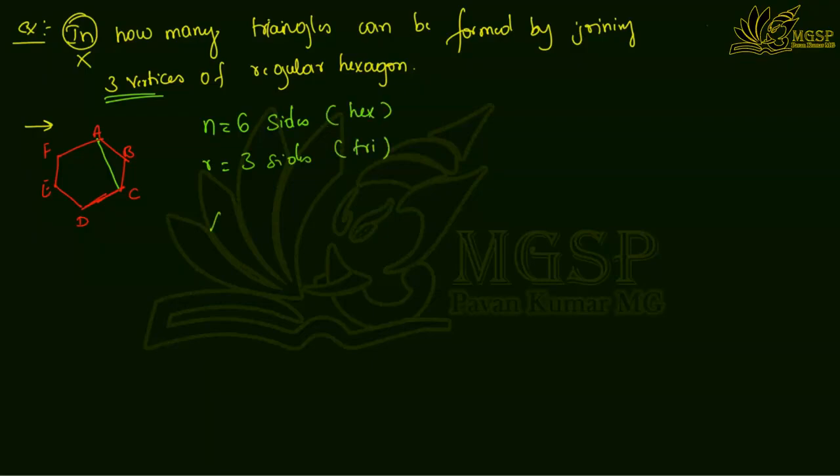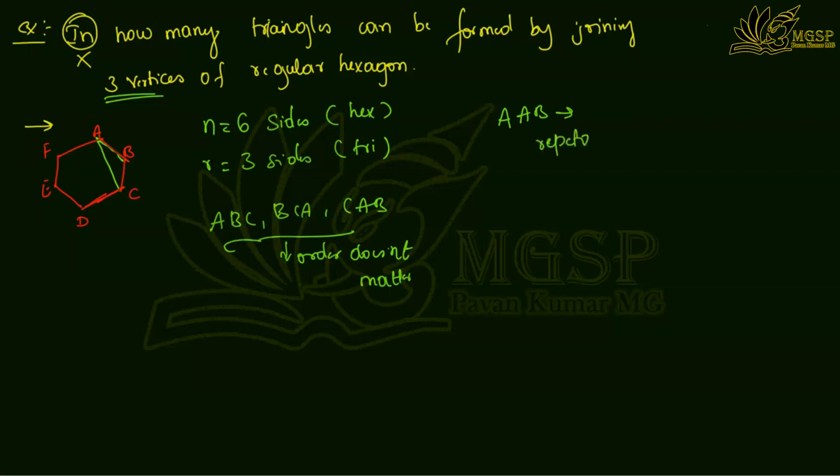Here you can write ABC or BCA or CAB. Here order doesn't matter. One thing you can notice: if repetition is allowed, it doesn't give a triangle. If you take A, again A, and then B, this is a straight line. So here repetition is not allowed.